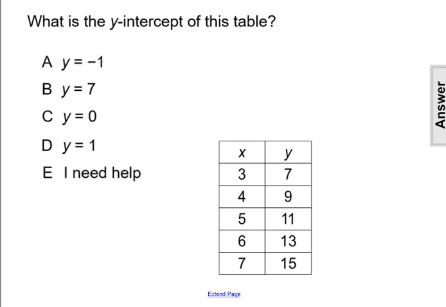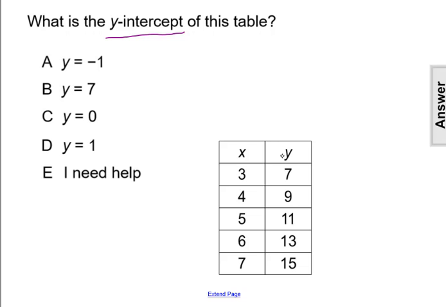What is the y-intercept of this table below? The y-intercept of a table is the y value when x equals 0. But if we look at the given x values in this table, we don't have x equals 0. We have x equals 3, 4, 5, 6, and 7.